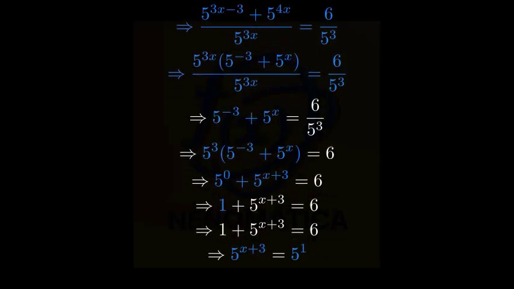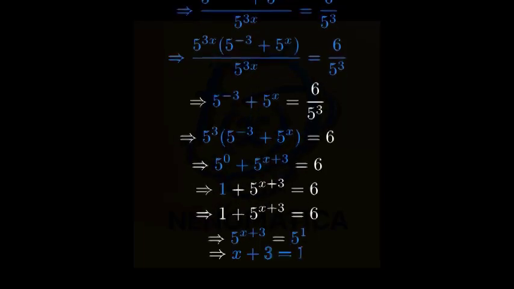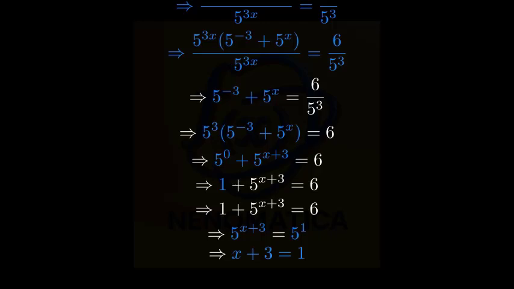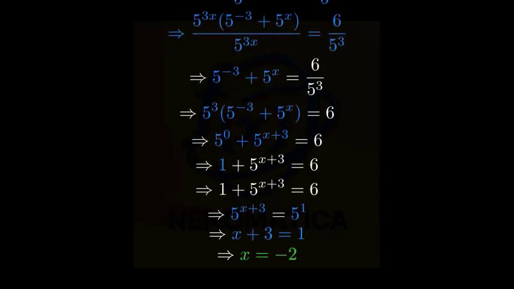Now let's isolate the exponential term by subtracting 1 from both sides. When we have the same base on both sides of an equation, we can equate the exponents. So x plus 3 equals 1. Finally, let's solve for x by subtracting 3 from both sides.